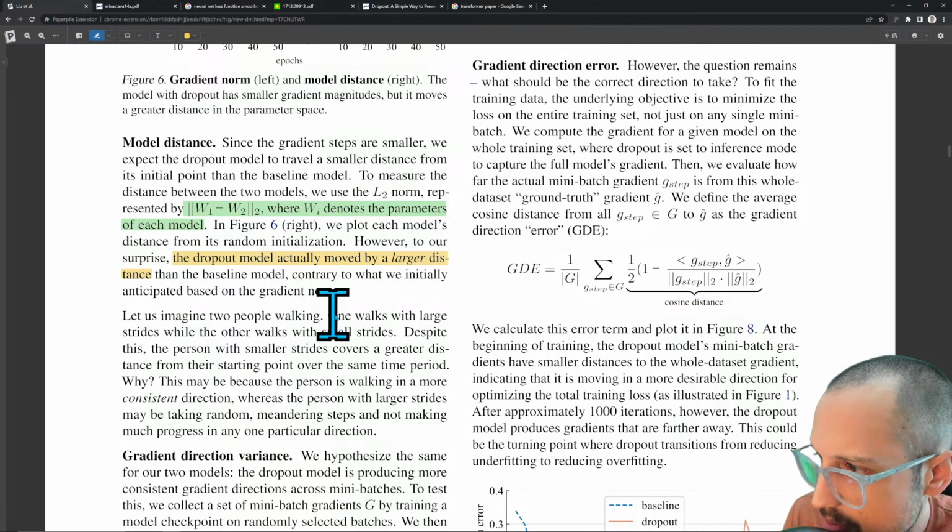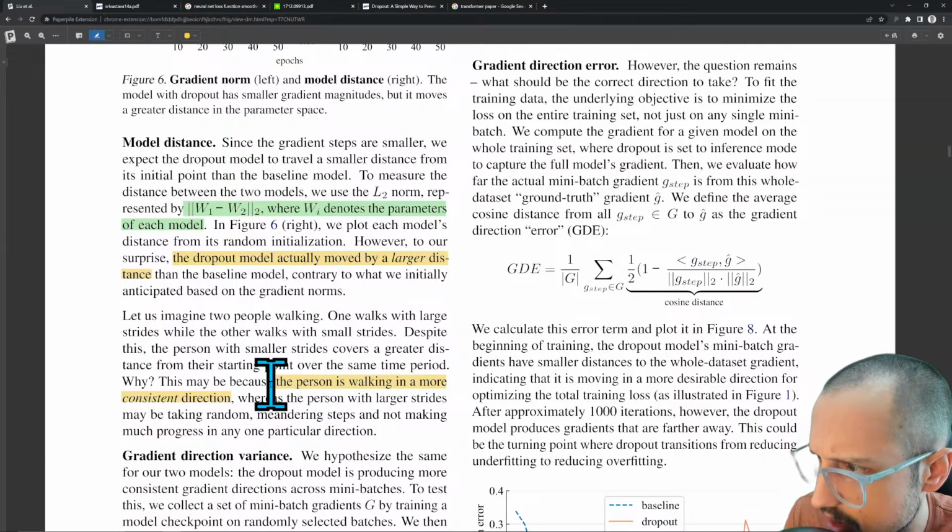Let us imagine two people walking. One walks with large strides, big gradient steps, while the other walks with small strides, small gradient steps. Despite this, the person with the smaller strides covers a greater distance from their starting point over the same time period. Why? This might be because the person is walking in a more consistent direction, whereas the person with larger strides may be taking random meandering steps and not making much progress in any one particular direction. Okay, I like that.